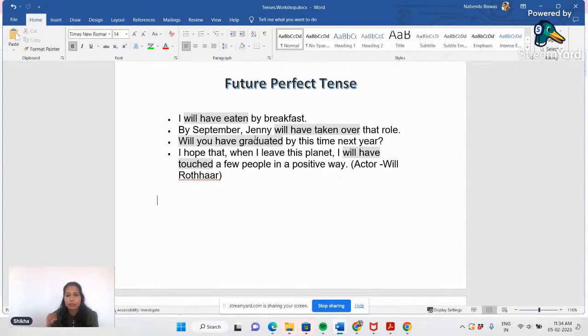Okay, so I hope that when I leave this planet I will have touched a few people in a positive way. So actually this is a quotation, told by Will Rogers. He is saying that before he dies, he will have touched the hearts of people. I hope that when I leave this planet I will have touched a few people in a positive way. So again, he is talking about an activity which will take place in the future.